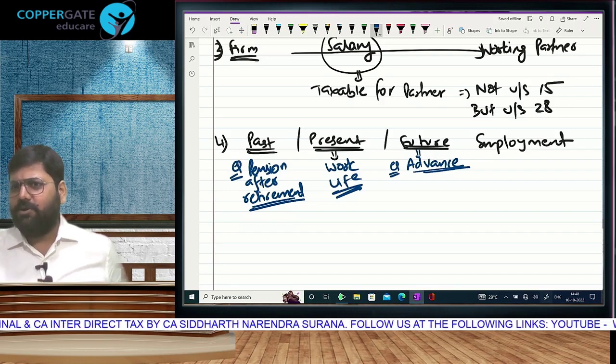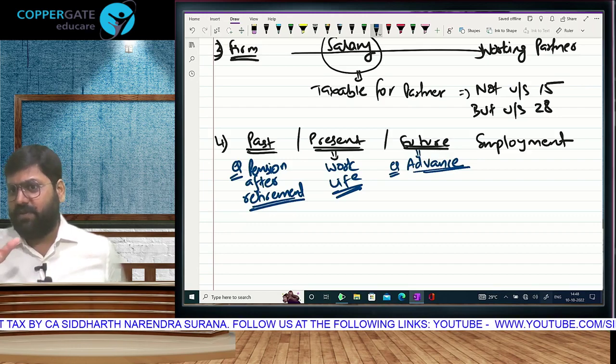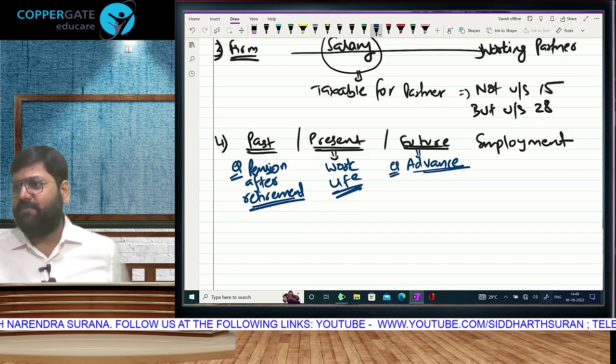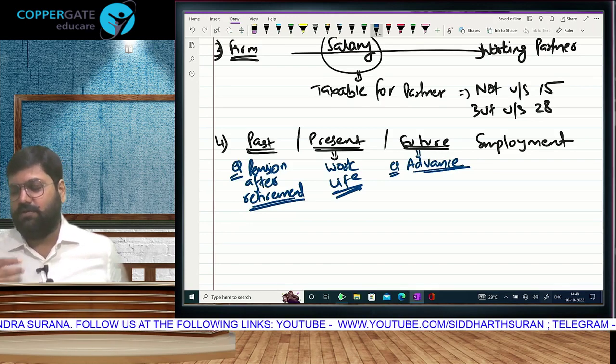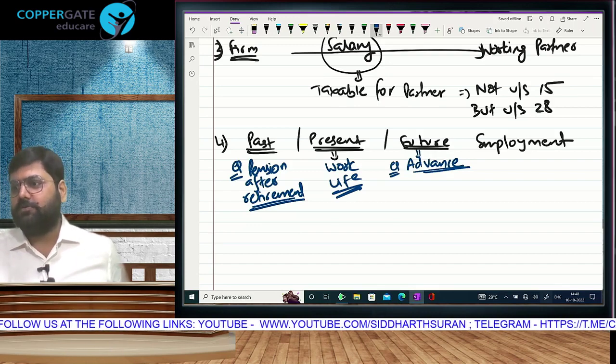Nahi. Lekin government sector mein concept hai. But then there can be some people in the private sector. Don't worry, you have given your full life to the company. The company is with you till your last breath. In fact, after your retirement, we'll pay you. After your death, we'll continue to pay your spouse also.